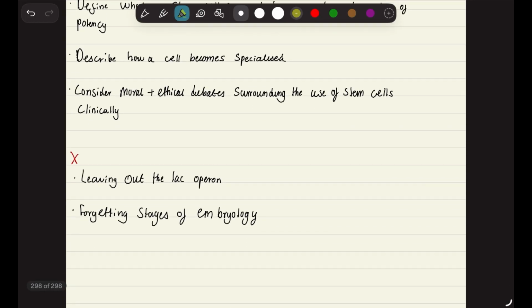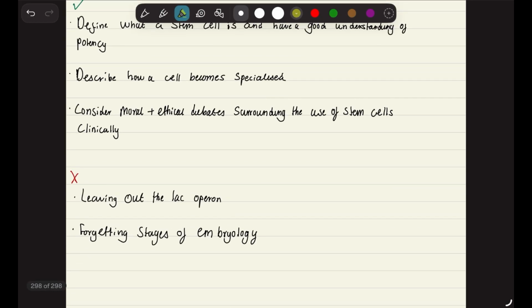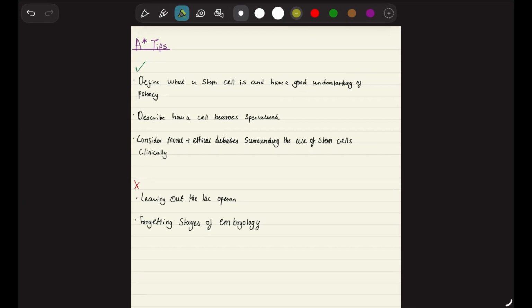In terms of what not to do, Lac Operon, like I said, not really common, but if it does come up, you do want to know it. So I definitely say it's worth a skim read before your exams. And then the stages of embryology, like when we're saying that you're going from a zygote to a morula to a blastocyst to an embryo to a fetus, just make sure you can vaguely talk about that. And just know your definitions as well. So morula being a solid ball of cells, and then your blastocyst having a trophoblast and then an inner cell mass.